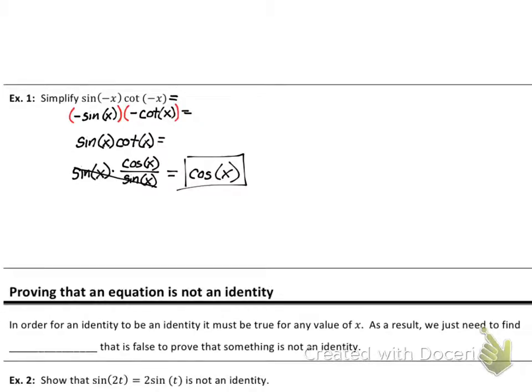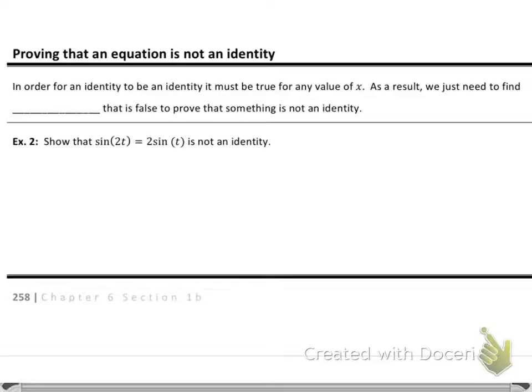All right, the last thing we're going to look at is proving that an identity is not an identity. This is the easier of the two methods. The day after tomorrow we're going to learn how to prove something is an identity, which takes more steps. The awesome thing is, in order for an identity to be an identity, it has to work for every single value. As soon as you find a value that doesn't work, you've proved that it's false. So we just need to find one value that is false to prove that something is not an identity.